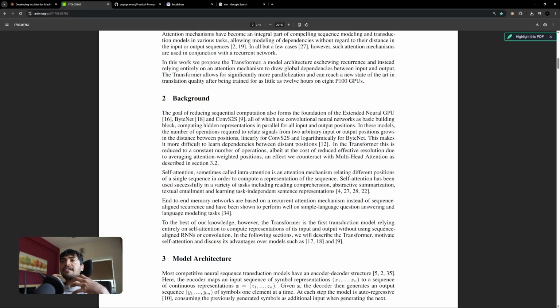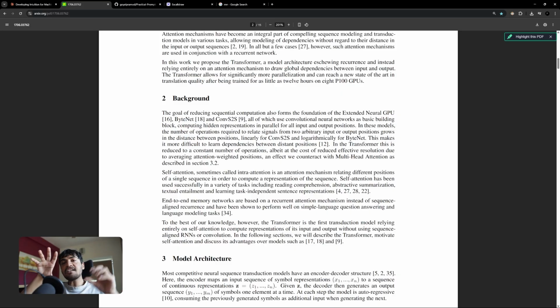Now, what does background do? Background is the section of the paper that tells you about the main problem that we introduced you to. As we talked about, the problem was that we are not able to parallelize it. There's a computation limitation and all that information, right? So, that was the introduction to the problem.